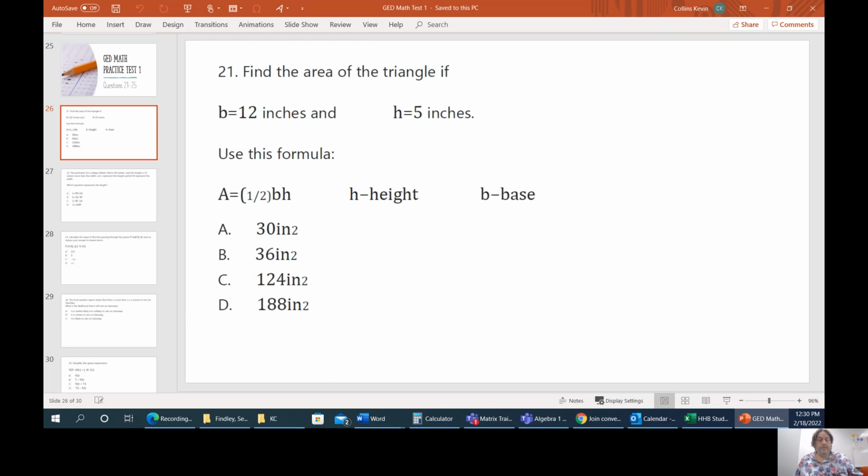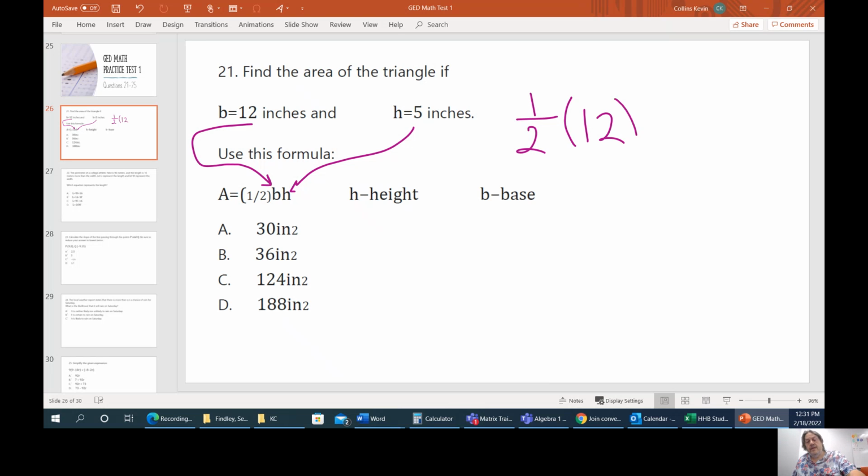Alright, so it starts off here. It says the area of a triangle if B equals 12 inches, H equals 5 inches. Use the formula A, which is area, equals 1/2 base times height, or 1/2 BH. Okay, so this is pretty simple. Where the B is, we're going to plug in 12. Where the H is, we're going to plug in 5. So we're going to get 1/2 the base, which is 12, times the height, which is 5.